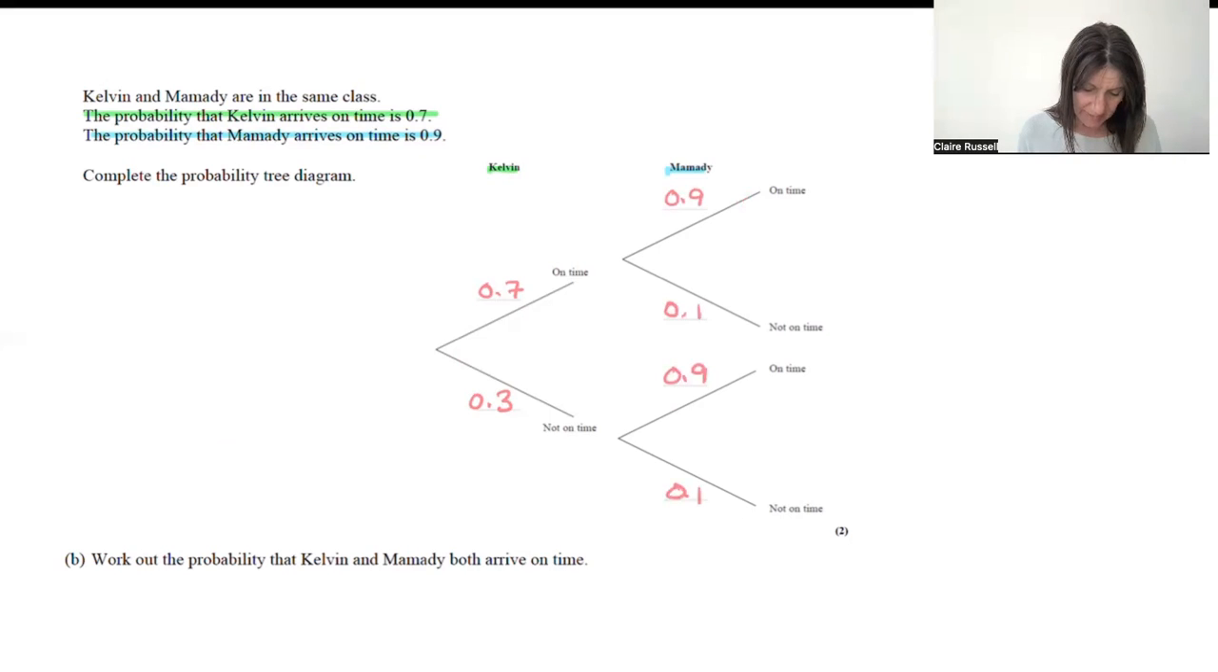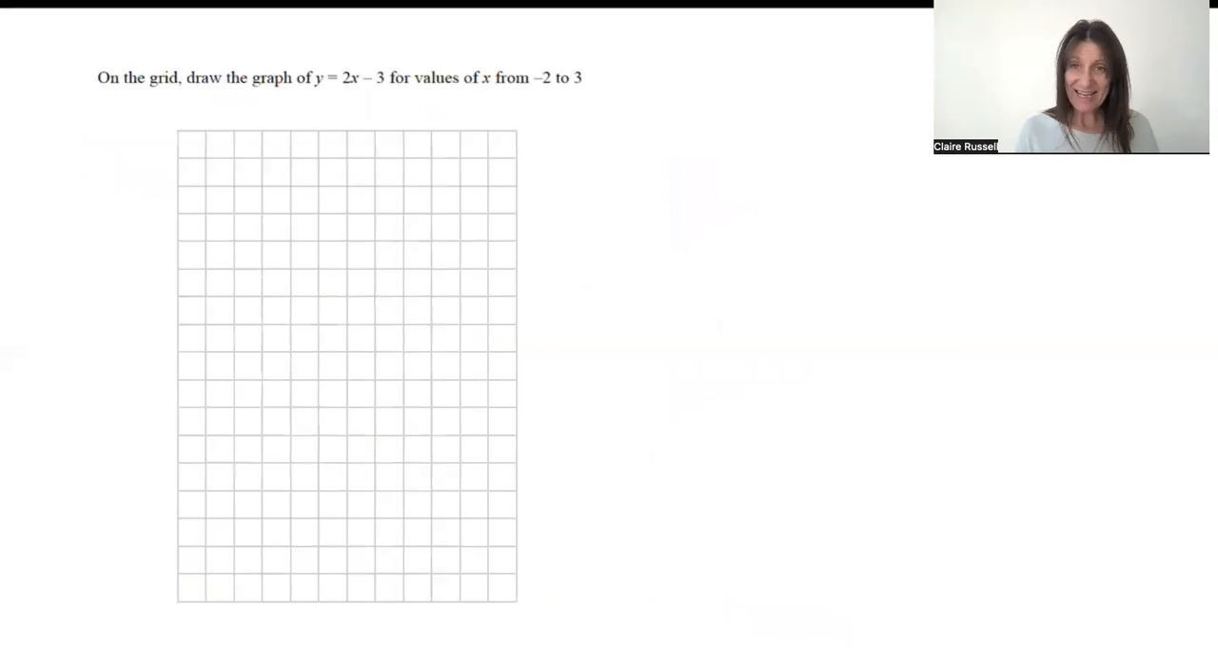We're then asked to work out the probability of them both arriving on time. So that would be this pathway. That's on time, that's on time. As I travel along that pathway, I can collect up my probabilities. I've got 0.7 and I've got 0.9. I just multiply those to get my answer. So 0.7 times 0.9 is 0.63. Okay. Next question, hit pause and press play.